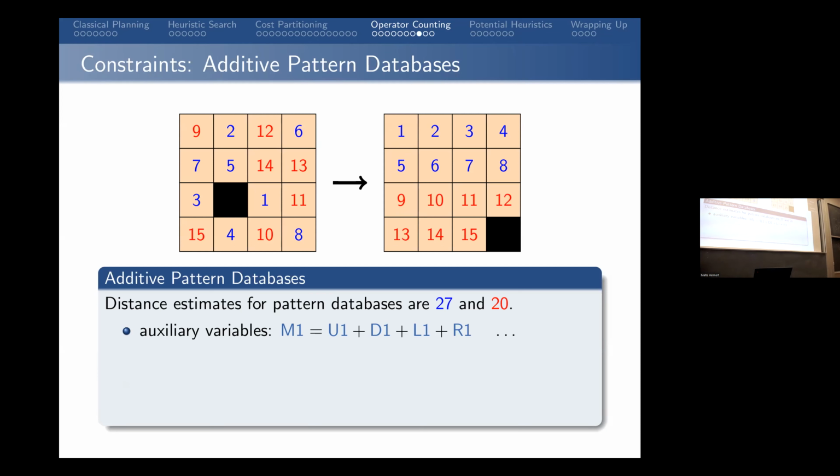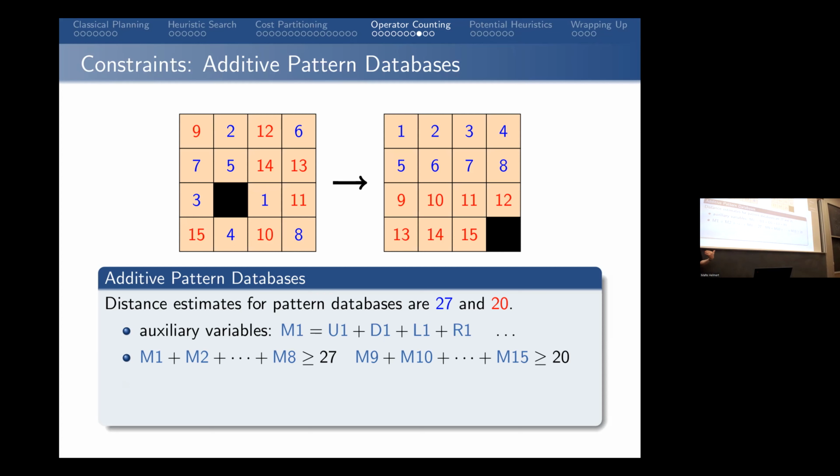You don't have to do that, you can expand it. So M1 means movements of one. These are all the possible movements of one: down, left, up, right. And then, what the first heuristic tells me is the total number of movements of tiles 1 through 8 will have to be at least 27. And what the second heuristic tells me is that from the red subproblem, the movements of tiles 9 through 15, these variables have to add up to at least 20.